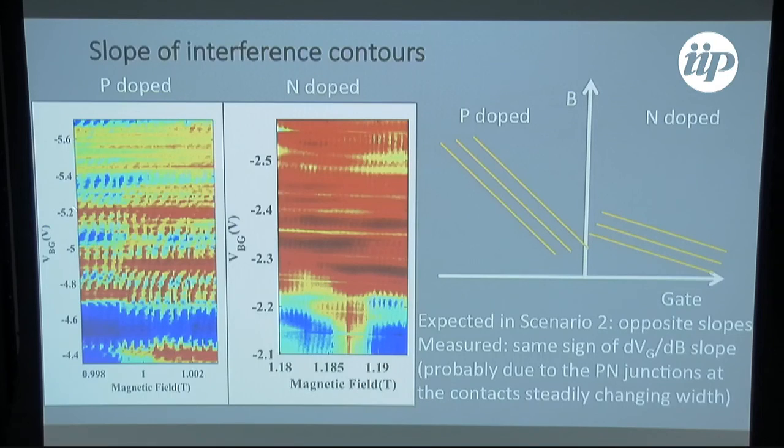These maps are oriented in the same direction, so there is more negative voltage on the top, and magnetic field grows to the right. You see that there is a positive slope on both maps. And in fact, it is much smaller for the electrons. I believe that is a result of having the p-n junctions. For the n doping, for the electrons, the edge state is running very close to the metal, while on the p side, there is also a p-n junction. So there is a larger distance between the metal and the edge state, and there is also larger sensitivity to the gate voltage.